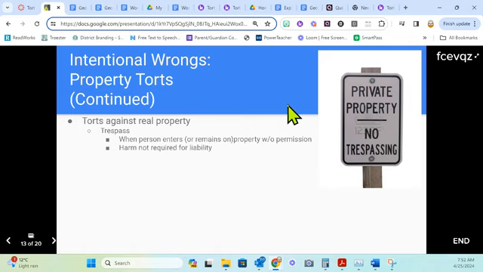In cases of trespass, you don't have to cause any physical harm to the property. That's not what makes you liable. What makes you liable is that you being there without permission is a violation of exclusive rights.